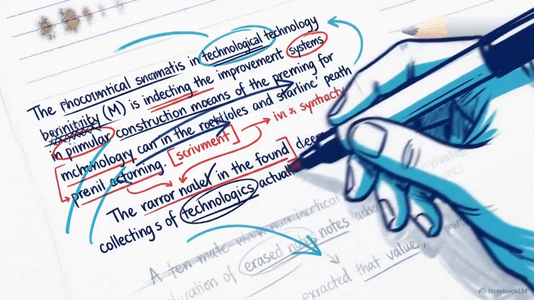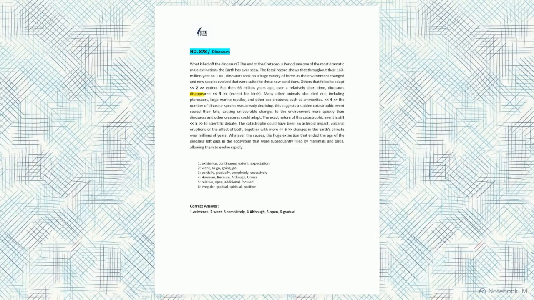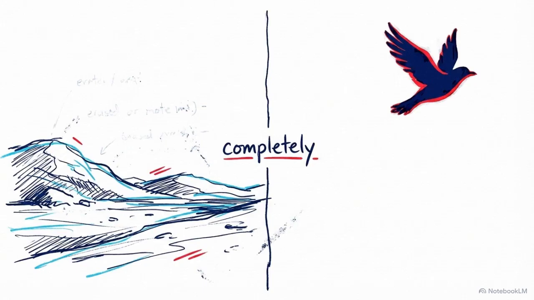even consider the vocabulary. In blank 3, the sentence notes that dinosaurs disappeared, followed by the phrase except for birds. The parenthetical note identifies birds as the only survivors. This implies that for every other dinosaur group, the disappearance was total. To reflect that birds are the sole exception, we must select completely to describe the scale of the disappearance.